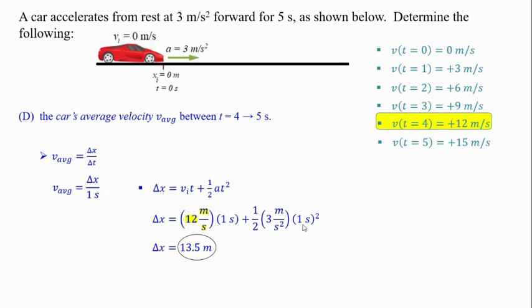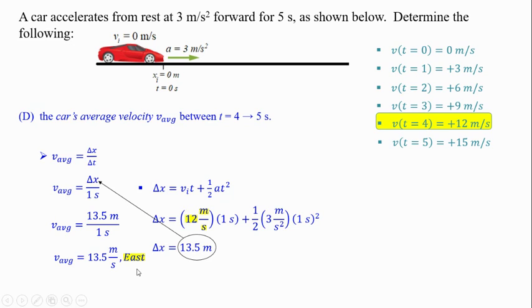But here we'll just use the number for the calculation purpose. And therefore, on the left side here, V average is equal to displacement over 1 second. My displacement I just found is 13.5. So therefore, it's just 13.5 meters divided by 1 second. So the answer is going to be 13.5 meters per second.